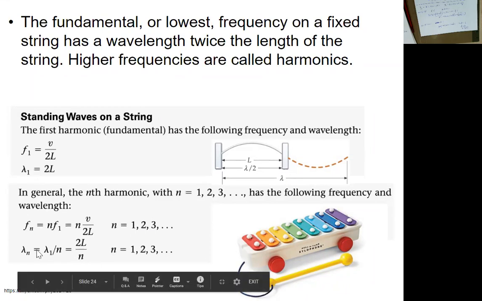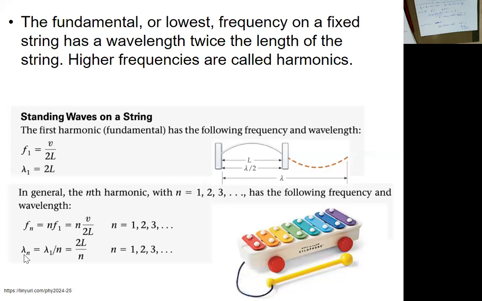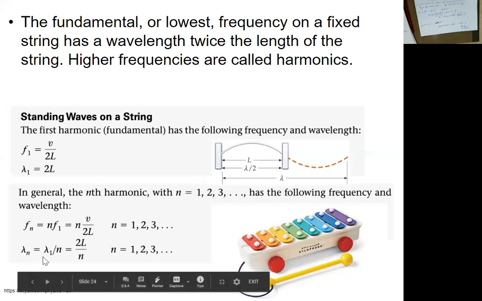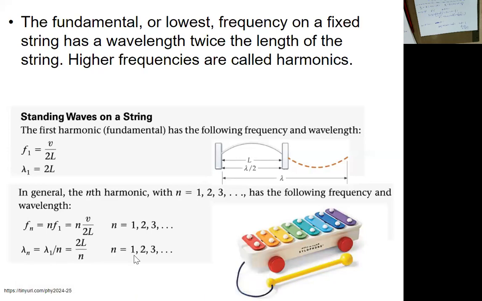For the wavelength, this is equal to speed divided by the frequency, okay? In this case, if you use the fundamental frequency, then it's the fundamental frequency times n. So lambda_n is equal to 2L divided by n. All right, and again, n is equal to 1, 2, 3, etc.